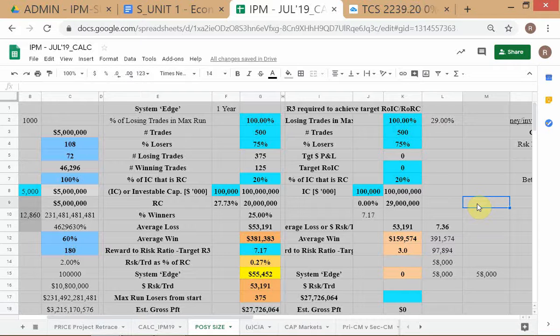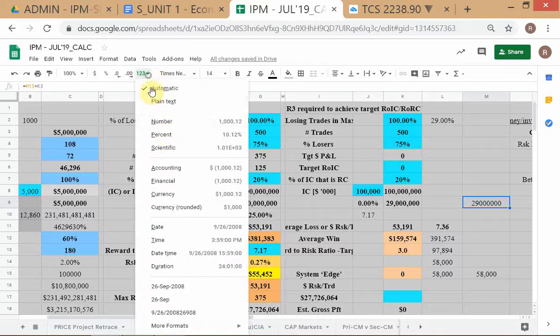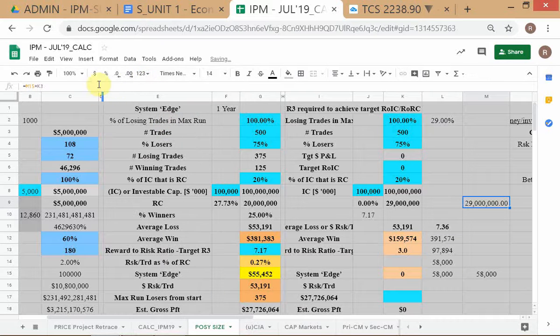So now I'm going to take this system edge and multiply by the total number of trades. Are we getting 29 million? Good. So we have all become tigers. Tigers and tigresses. So we can all go to the jungle.